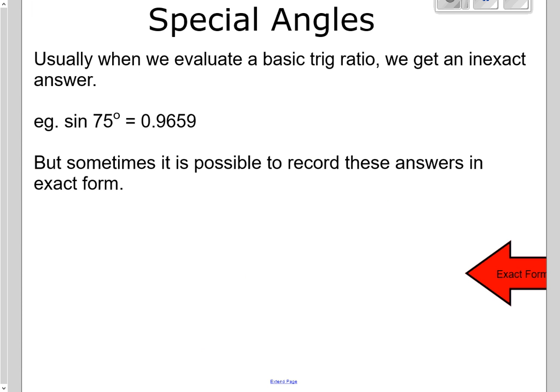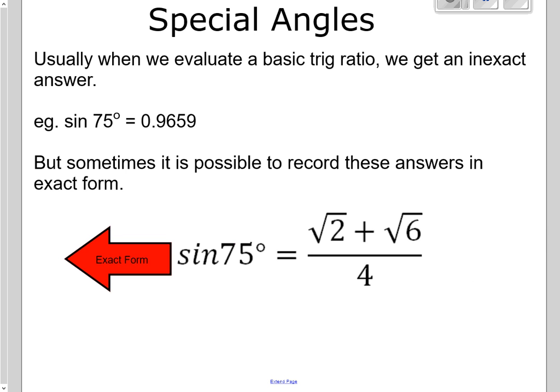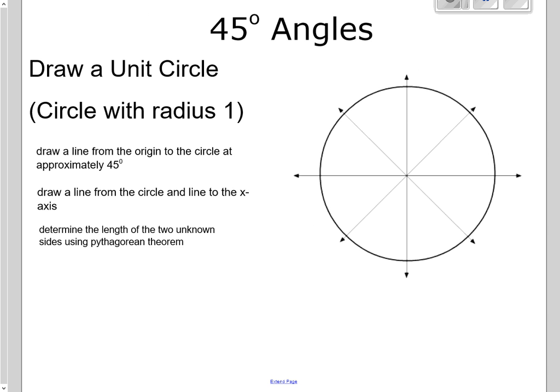Normally we get these inexact answers. We get these big long decimal places, but it is possible to record some of these answers in exact form. So for example, the sine of 75 in your calculator does come up as 0.9659. But actually, it can be written as an exact value of the square root of 2 plus the square root of 6, all divided by 4. And that's what we want to look at, is can we kind of figure out these exact values? So there's a few different angles we're going to look at that give us some exact answers.